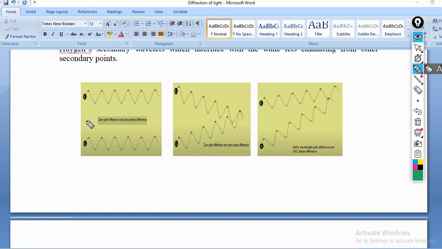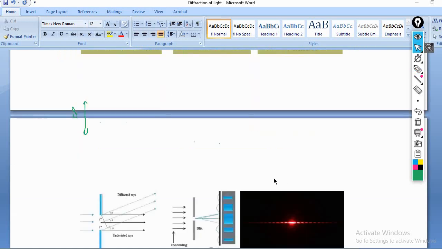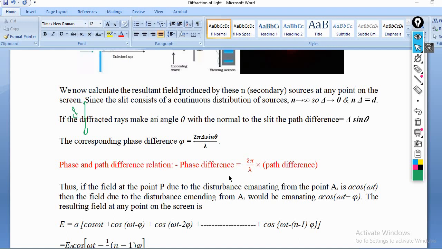Now if the distance between these two sources is d, when you are moving absolutely parallel, the distance covered is equal. So the path difference between these two is equal to 0. If path difference is 0, obviously phase difference will also be equal to 0. Because we know the relation between phase difference and path difference: the phase difference is given as 2π by λ into path difference. If path difference is 0, phase difference is also equal to 0.